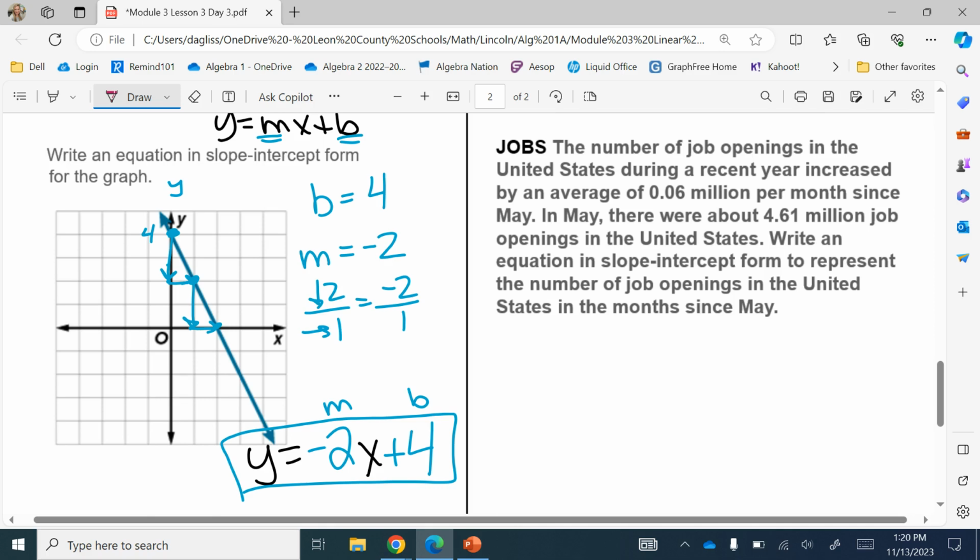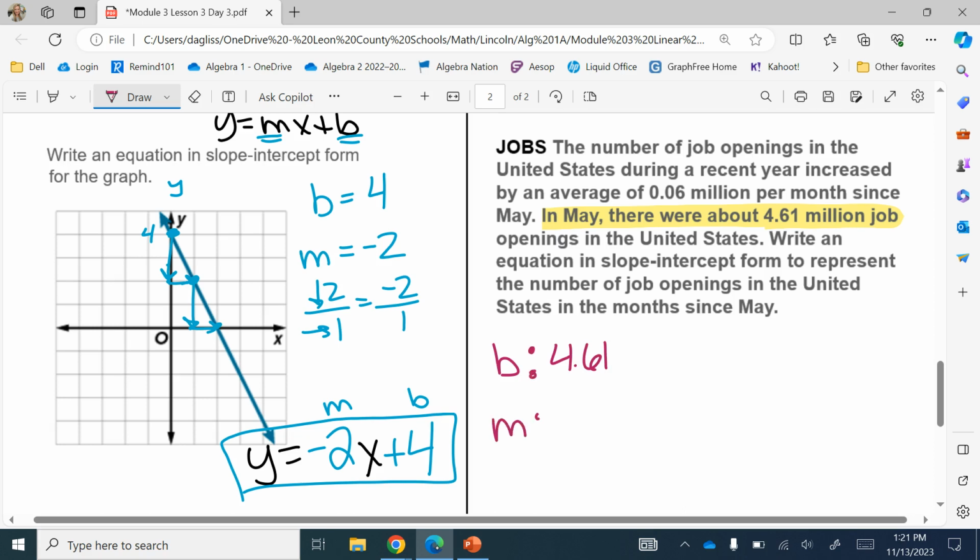We need to know where did we start and then how did it change, okay? So where did my jobs start? How many jobs did I start with in May? Yes. There were 4.61 million jobs in May. That's your start. That is your b. Remember, b is where you begin. We begin with 4.61 million job openings.